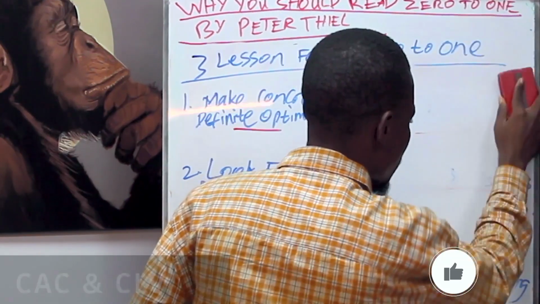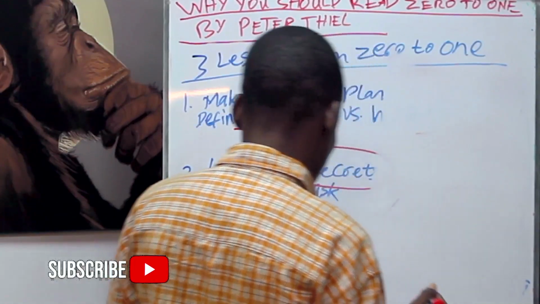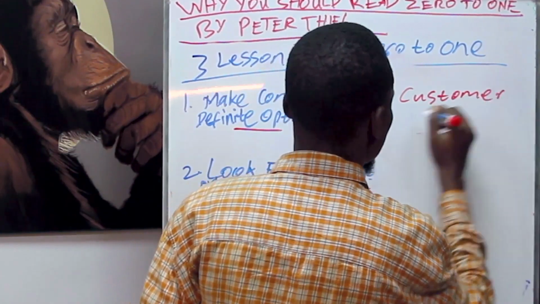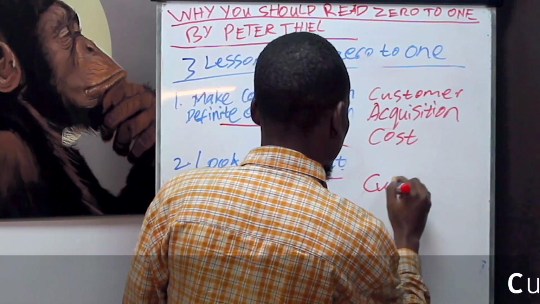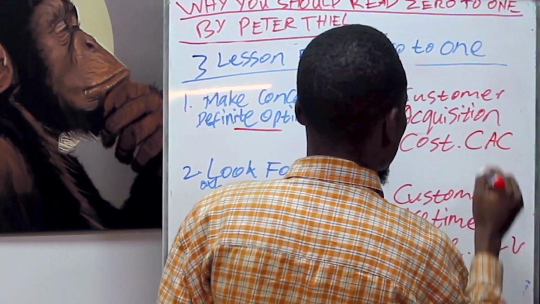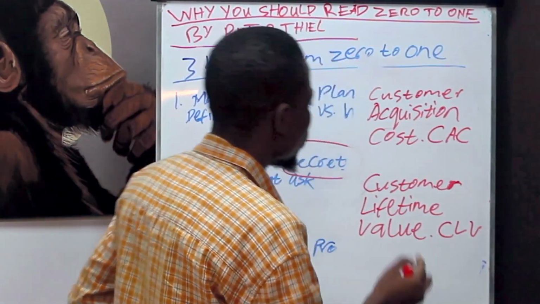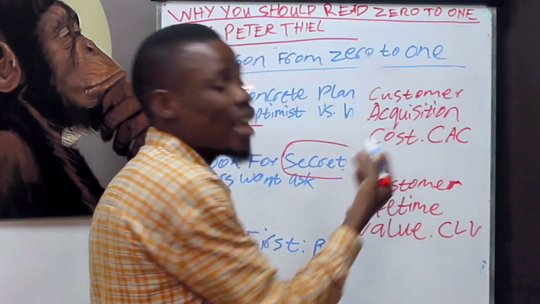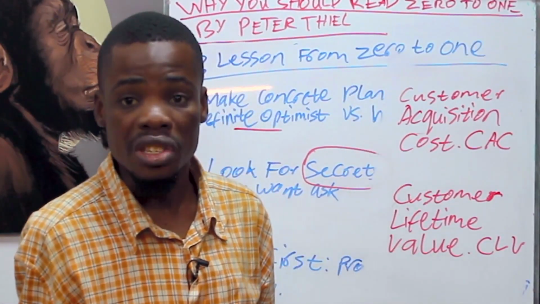You must learn concepts like CAC and CLV. So concepts like customer acquisition cost, and concepts like customer lifetime value. So cost of customer acquisition and customer lifetime value. Cost of customer acquisition simply means how much did you spend to get a customer, right? These two concepts are mostly common in service-based business.